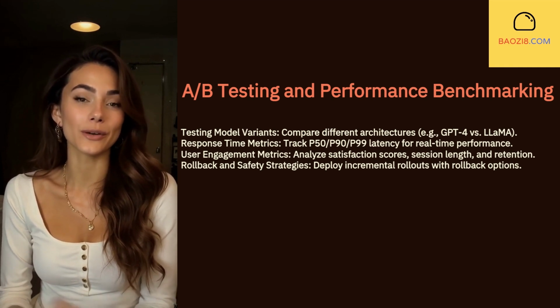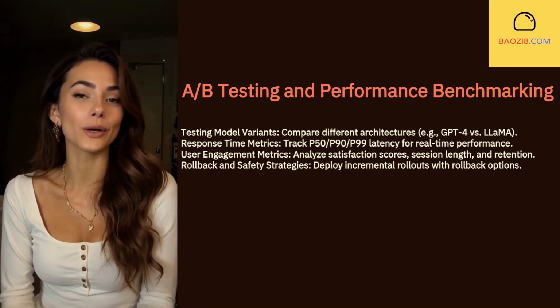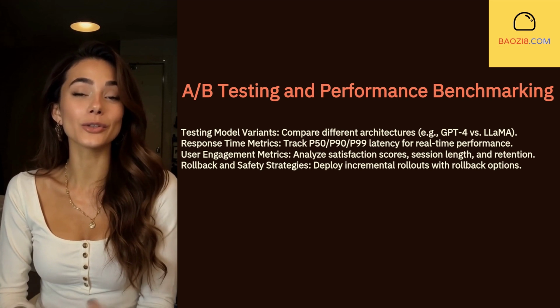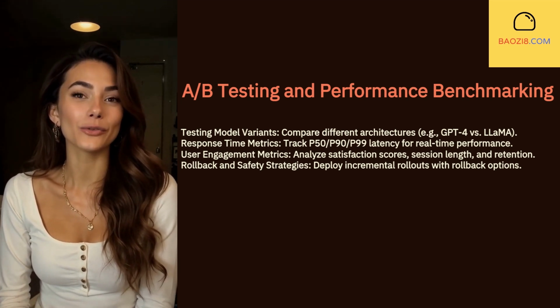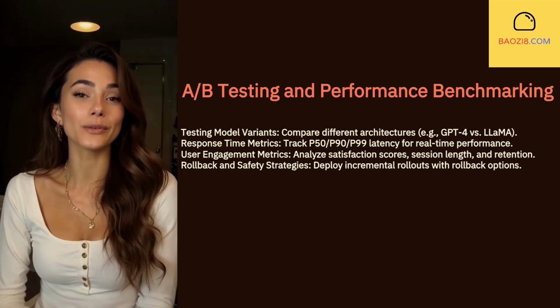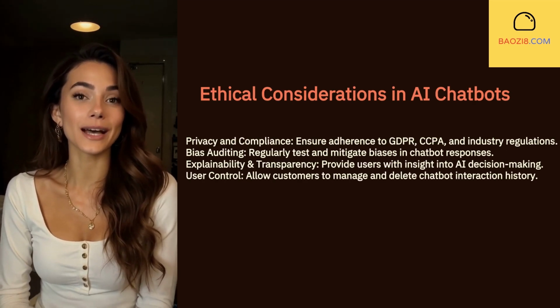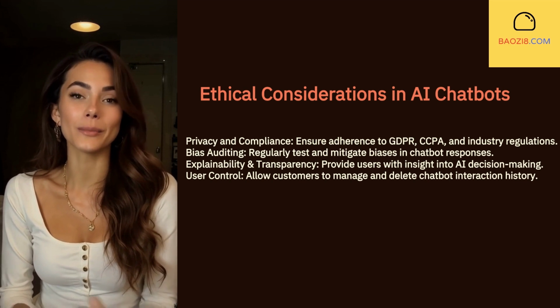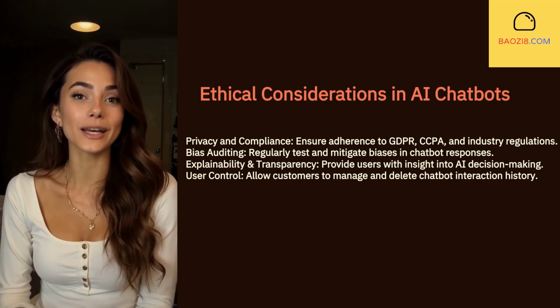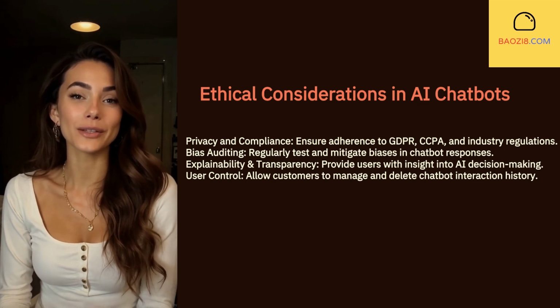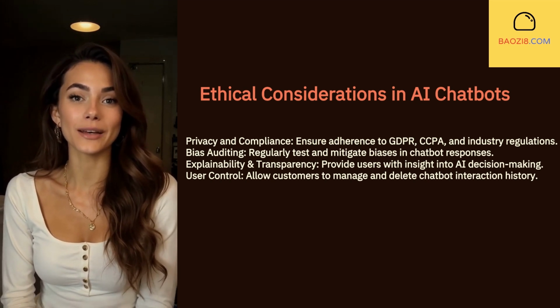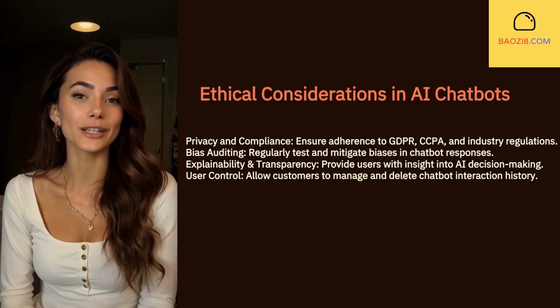To ensure safe rollouts, we deploy incrementally, starting with low-risk customer segments. If issues arise, a rollback mechanism allows us to revert to the previous chatbot version, preventing widespread impact. A responsible AI chatbot must prioritize ethics, privacy, and fairness. Compliance with data protection laws such as GDPR, Europe, and CCPA, California, is critical. This means ensuring that customer data is encrypted, anonymized, and only stored when necessary.